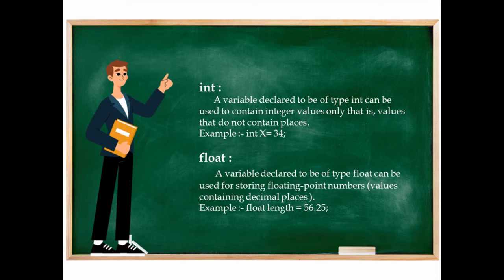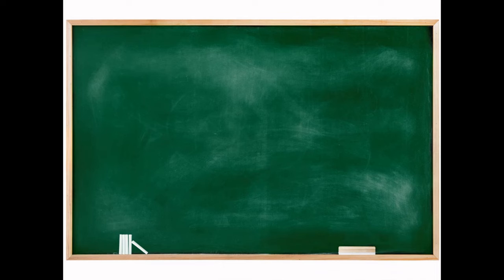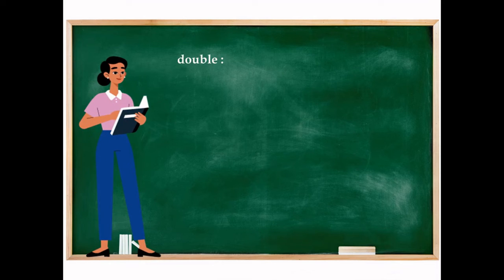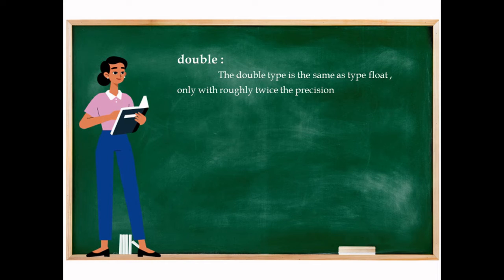Let us extend our study with the next data type, that is double. The double type is the same as type float, only with roughly twice the precision. We may further use long double, which uses a separate byte specification. The double data type has an 8 byte specification and the long double has a 10 byte specification. These two specifications can be used in various programs. When it is necessary, we can use double, and when it is necessary, we can use long double.